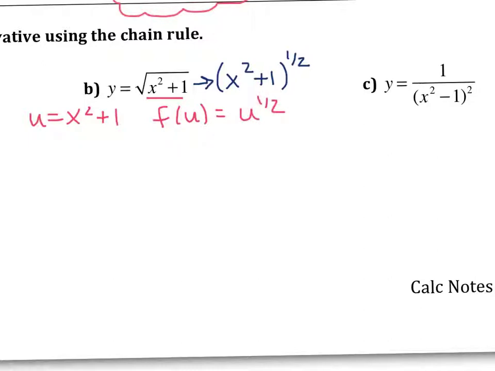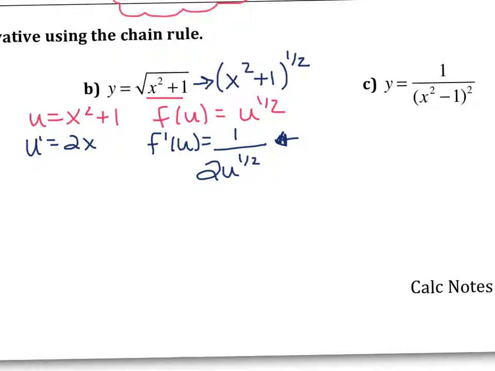Alright, so we're going to find the derivative of each. U prime equals 2x. F prime of u equals 1 over 2u to the 1/2. We've done this several times now, so you should be masters at being able to do the negative reciprocal all underneath at the same exact time. If not, you can ask me when we get back to class on how I came up with that.